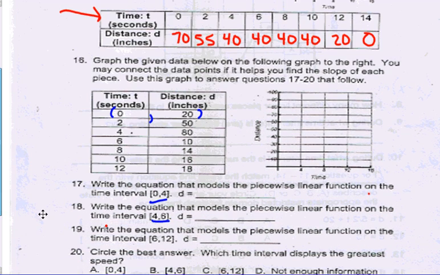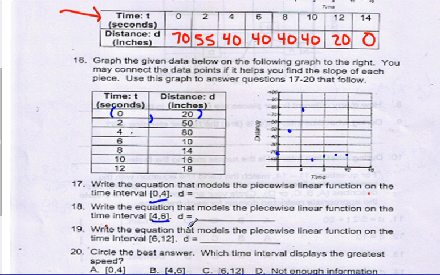Okay, then the next one, you had to put your points on the graph. You should have one at 0, 20, 250, 480. And notice that's practically a straight line right there. Keep that in mind. 610, 814, 1016, and 1218. And then it said you may connect the data points if it helps you find the slope of each piece.